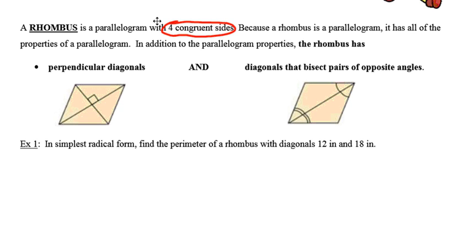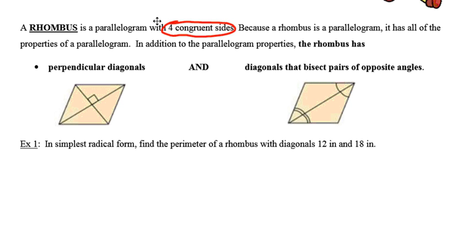Now, because a rhombus does happen to be a parallelogram, it's going to have all of the special properties of a parallelogram. But in addition to those, the rhombus has a little something extra going for it. The first something extra that the rhombus has that an ordinary parallelogram doesn't always have is that its diagonals are always perpendicular.